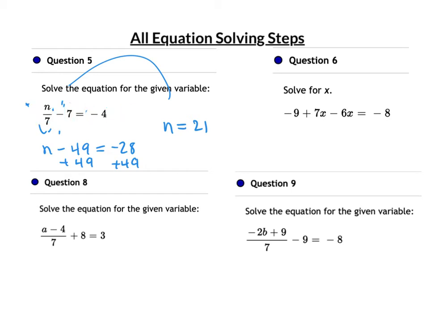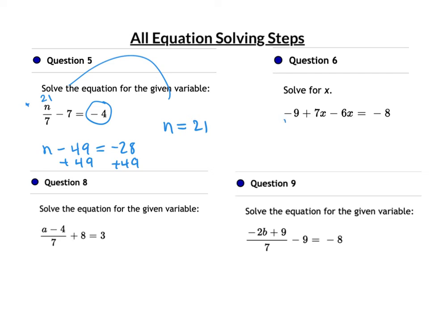Notice that you can plug that back in, your original question, and check it real easily. If I get rid of all that stuff there, then I can see that if I plug in 21, 21 divided by 7 is 3, and 3 minus 7 is -4. Since it makes the equation true, it's the correct solution.